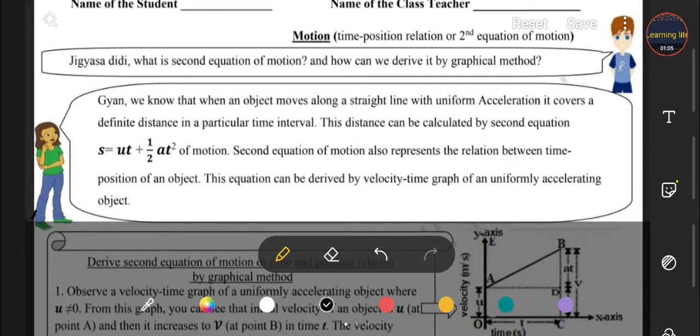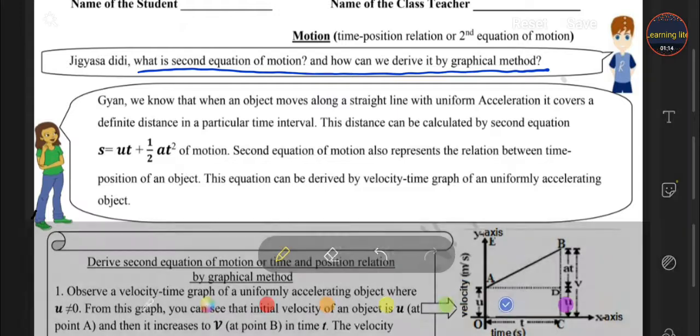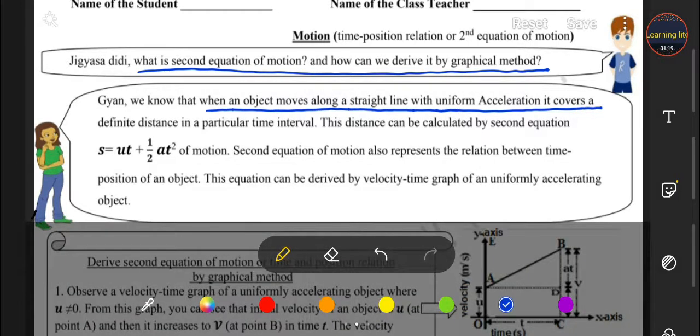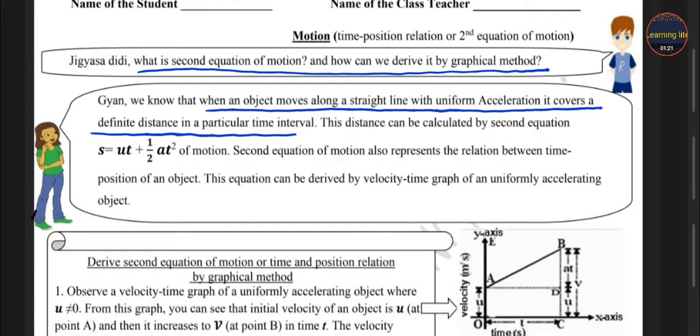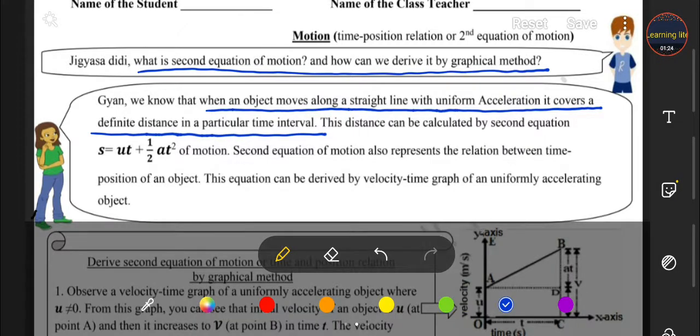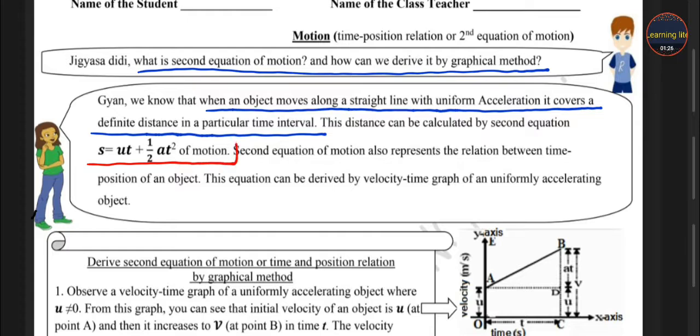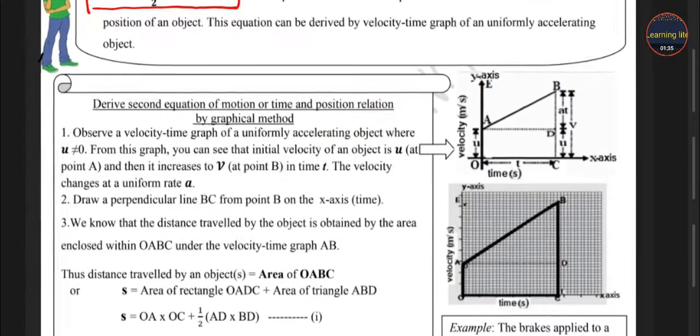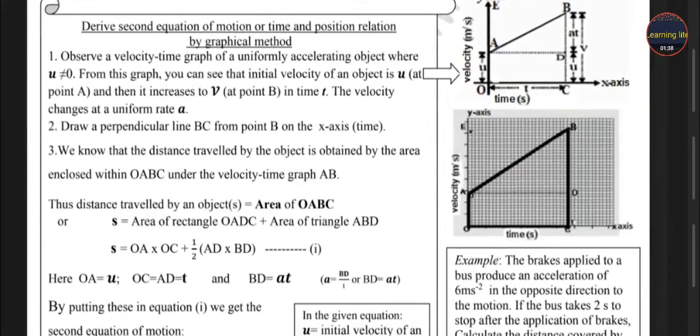Gyan asked Jigyasa Didi, how can we calculate the distance by graphical method? Jigyasa Didi replied, when any object moves in a straight line with a uniform acceleration, it covers a definite distance in a particular time, and that is calculated by our second equation of motion. So students, this is our second equation. It represents a relation between time and position. Let's move with me and solve it graphically.